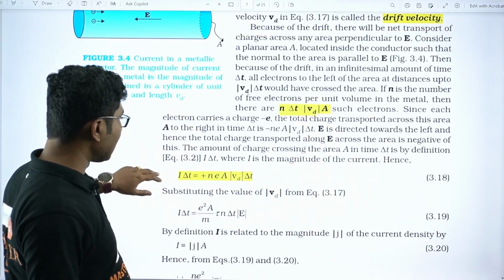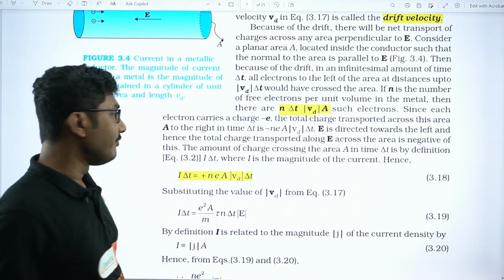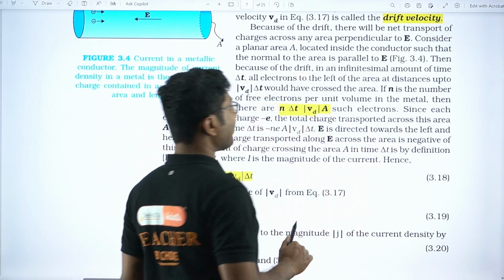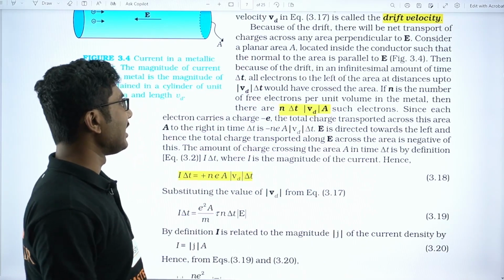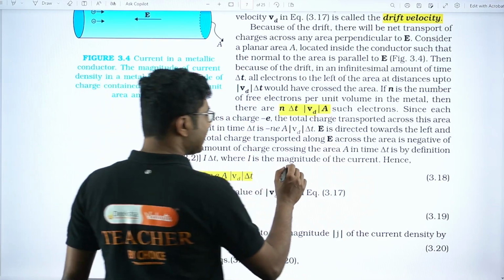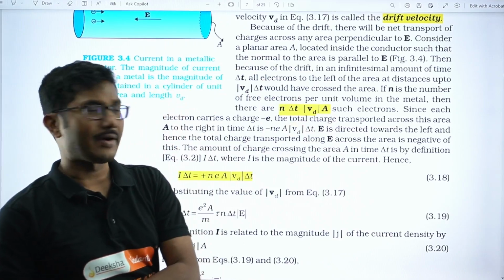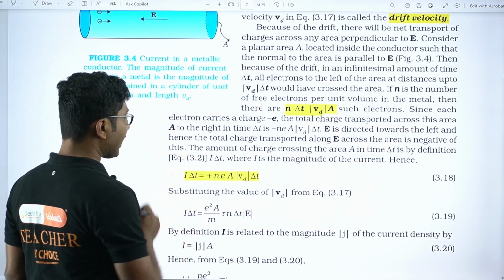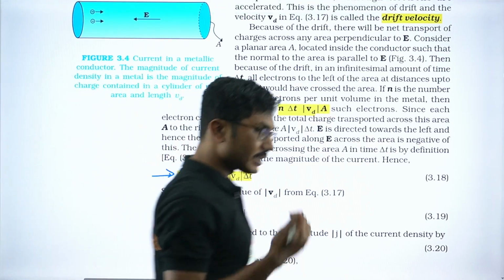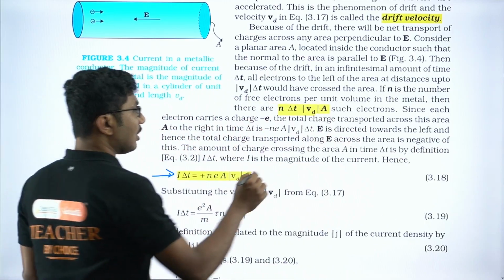Now there is one other derivation, that is I equals N E A VD. This also used to come in the derivation part, but as you can see in the current scenario, the derivation is not clearly stated. But it is a very easy derivation. If you read this paragraph, they have said how they arrived at this equation. You can check this part, but according to my suggestion for your PU board exam, the formula is more important than this derivation.